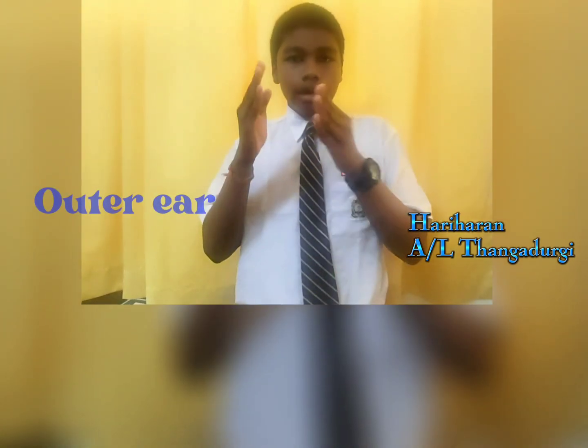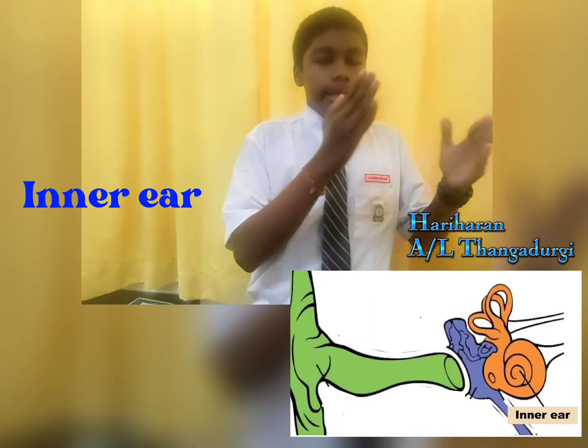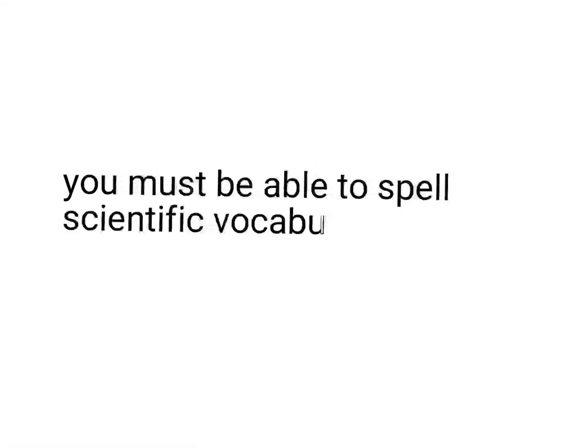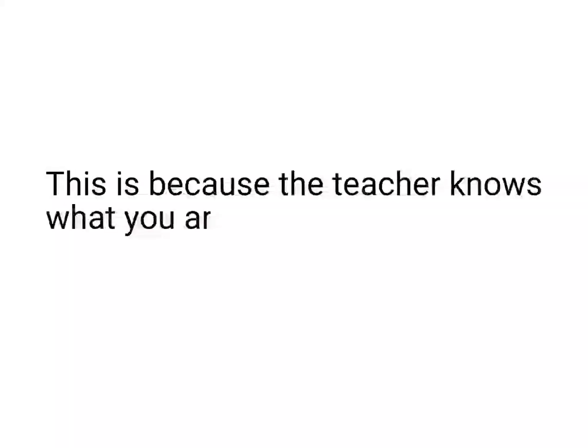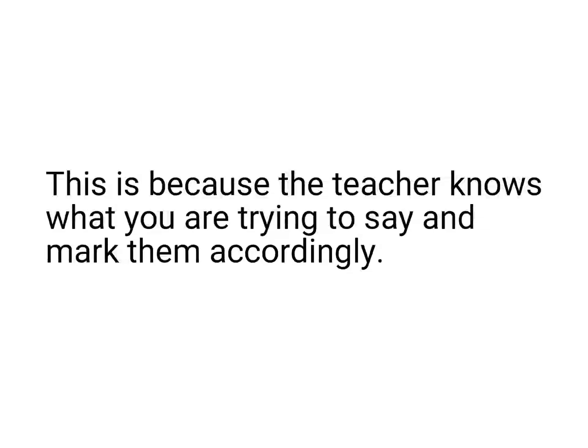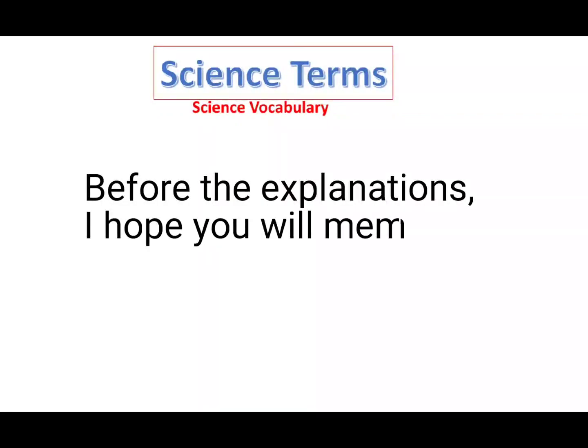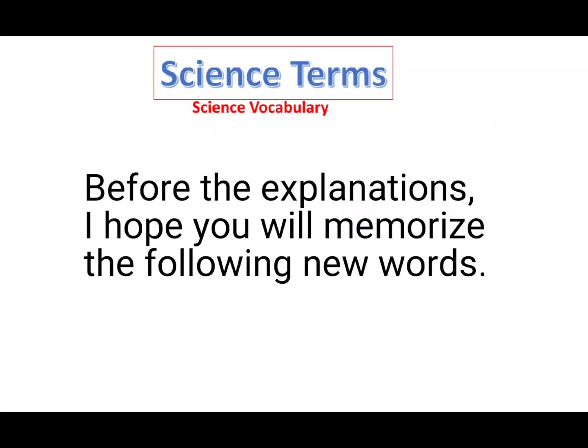Our human ear is divided into 3 parts: the outer, middle, and inner part. In preparation for your exam, it is very important that you are able to spell scientific vocabulary correctly. This is because the teacher knows what you are trying to say and will mark them accordingly. Before the explanations, I hope you will memorize the following new words.